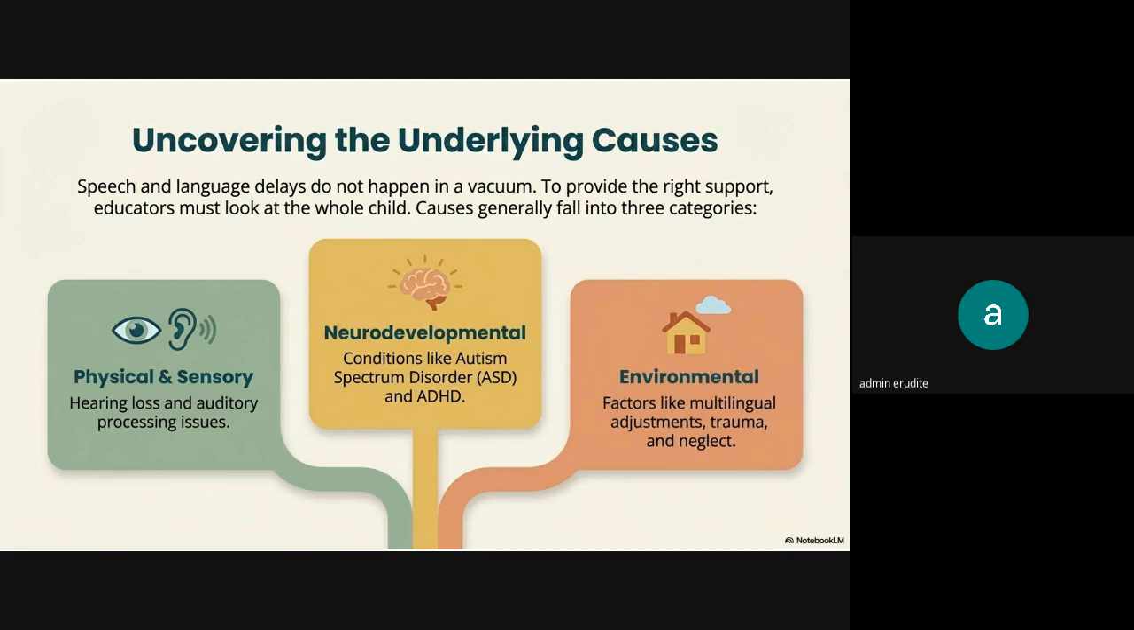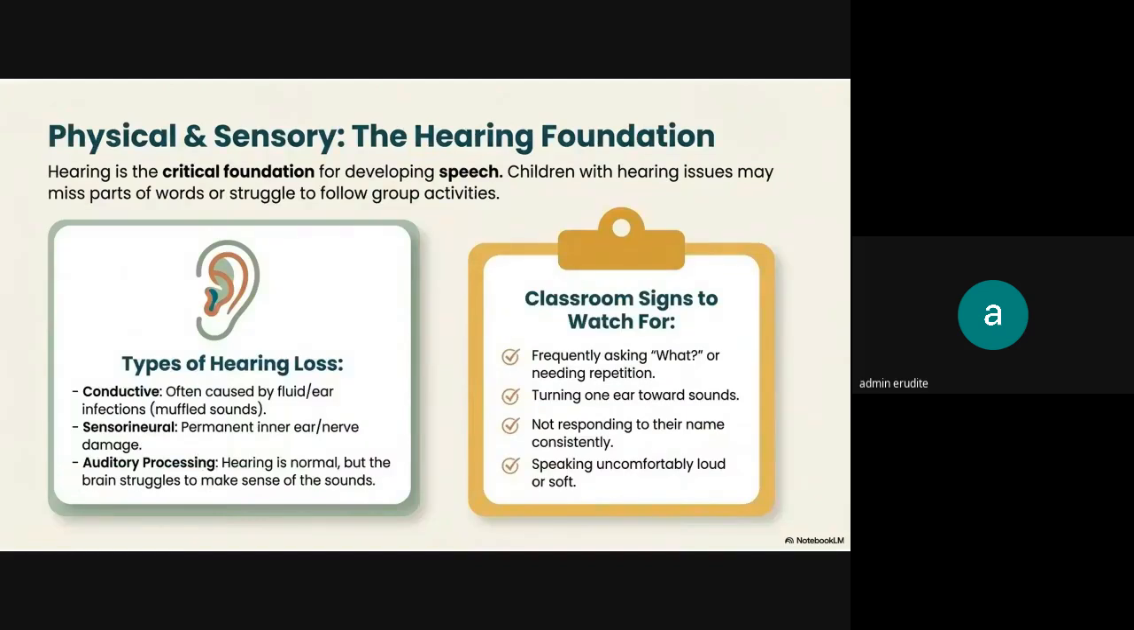And then the last one that we're looking at is environment. Factors like being multilingual, or it can be trauma or neglect. So if we look at physical and sensory problems, that is the hearing. We are basically referring to the ears and the sound of words and phonics. So from birth, a child learns the sound and speech and tone.